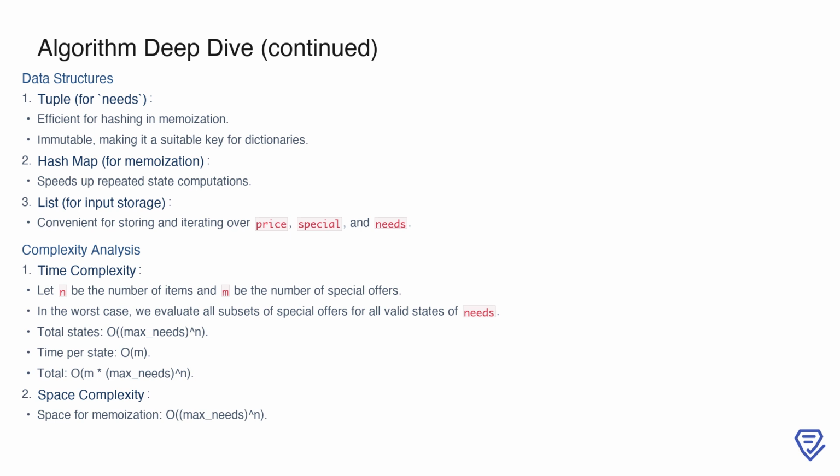Analyzing the algorithm's complexity, the time complexity depends on the number of items n and the number of special offers m. The total number of states is proportional to max_needs^n, where max_needs is the maximum quantity of any item. For each state, we evaluate up to m special offers, leading to a total time complexity of O(m * max_needs^n). The space complexity is dominated by the memoization table, which also has a size of O(max_needs^n).